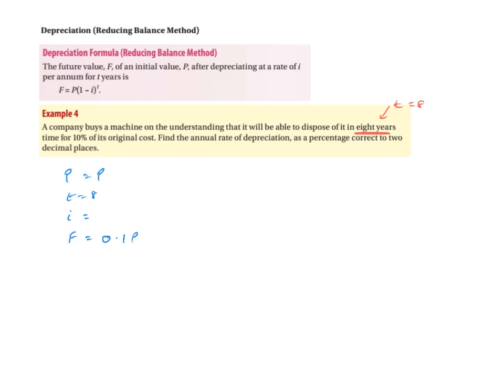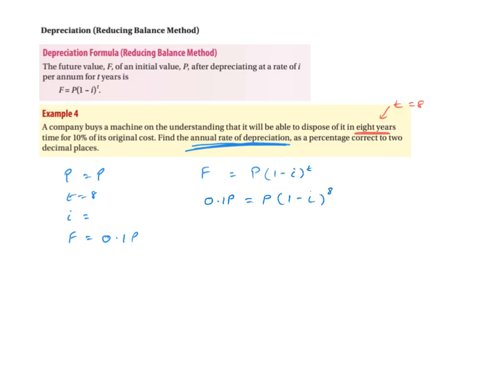That means I is the thing that we're trying to find. It says find the annual rate of depreciation, and the annual rate of depreciation is going to be I here. So let's see what we can do. Put everything into the formula. We've got F is equal to P(1 - I)^T. So our F here, 0.1P, is equal to P multiplied by (1 - I), the I we're trying to find out, so that remains as the variable here, and T is equal to 8.